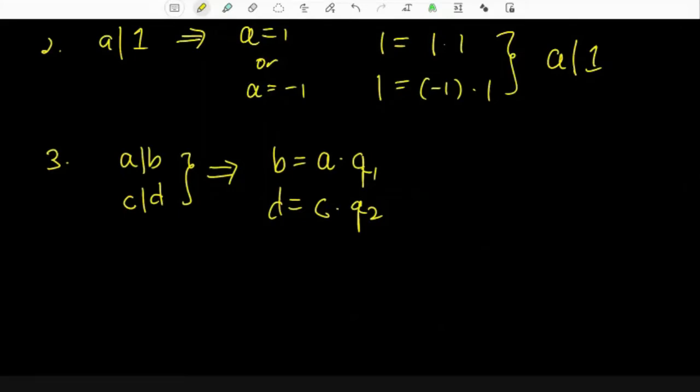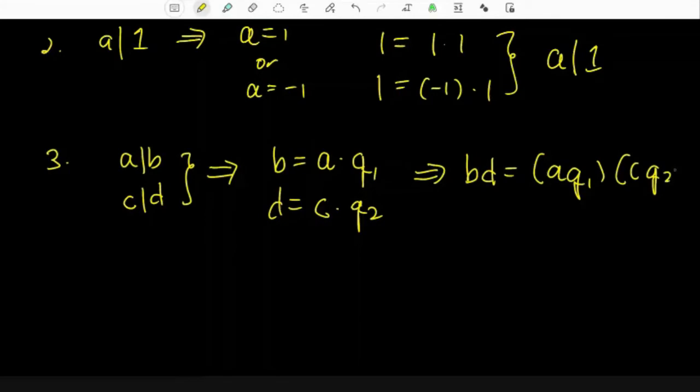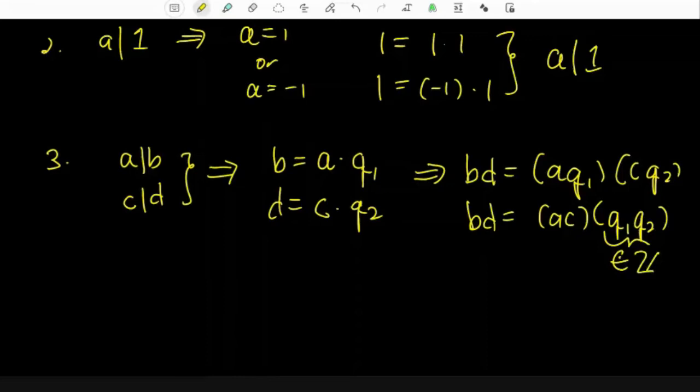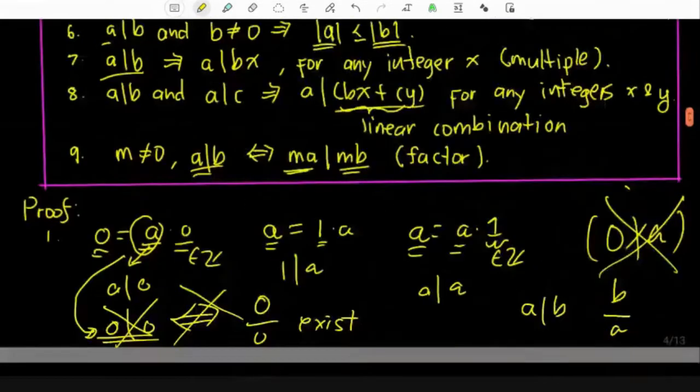Alright. So, ibig sabihin, we can rewrite BD as A times Q1 times C times Q2. Or meaning, we were able to write BD as AC, by commutativity of multiplication, times Q1 Q2. Now, since Q1 and Q2 are both integers, then this is also an integer. So, ano nangyari? Na-write natin yung BD as the product of AC and an integer. So, therefore, AC divides BD, which is what we want. So, we're good with 3.